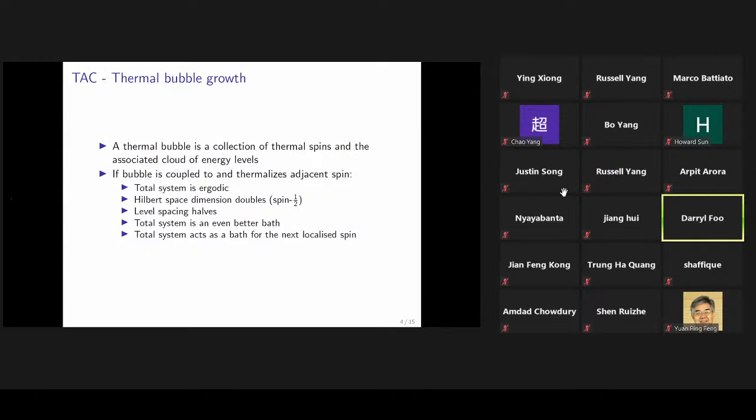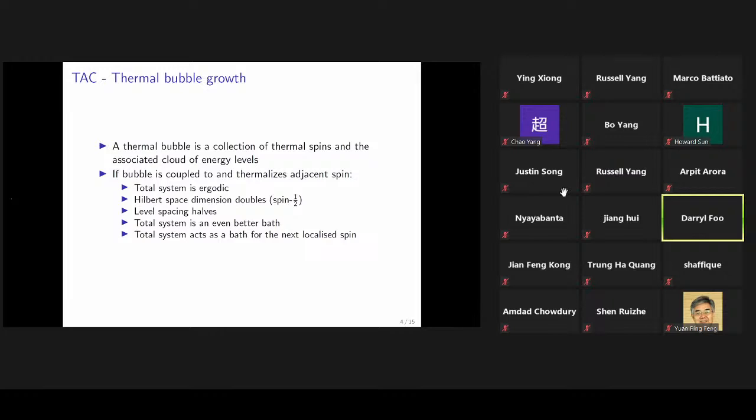So what is this thermal bubble and why does it grow? A thermal bubble is a collection of thermal spins and the associated cloud of energy levels. It is just a subset of the system that is well described by the eigenstate thermalization hypothesis, which is somewhat tautological, but bear with me. If this bubble couples to and manages to thermalize an adjacent spin, well, the bubble was ergodic, so bubble plus spin is ergodic, and the total system is ergodic.